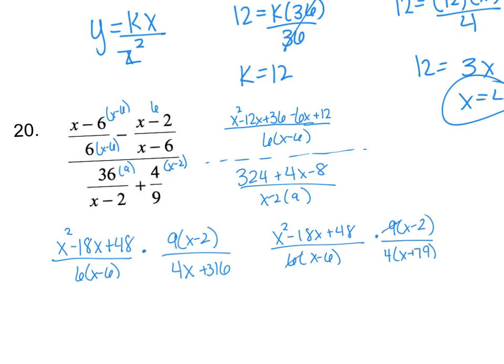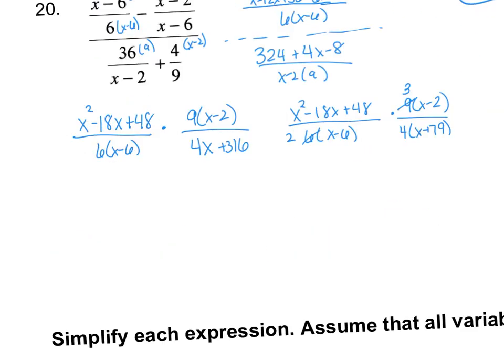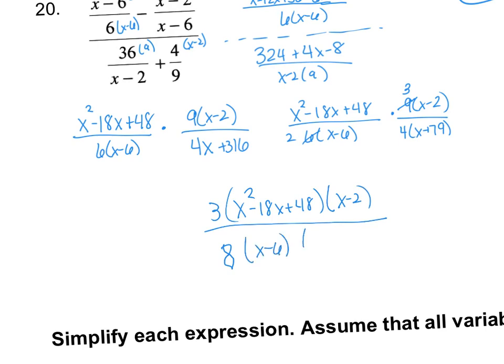Alright, so the only thing that can cancel is that that's going to become a 2. So my final answer here is x squared minus 18x plus 48 times x minus 2, we'll throw a 3 in front, 8 x minus 6 times x plus 79.